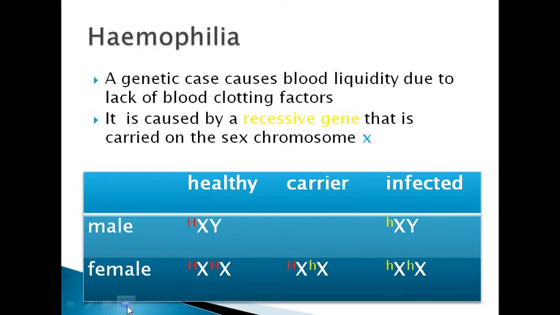is present only in females, where the female is hybrid, carrying one dominant gene and one recessive gene. So her genotype would be X^H capital X^H small. The infected male will carry only one gene, which is the recessive gene, and the trait appears in the male in the presence of one gene only, while in the female the trait needs two recessive genes to appear. So the genotype of the female will be X^H small X^H small.